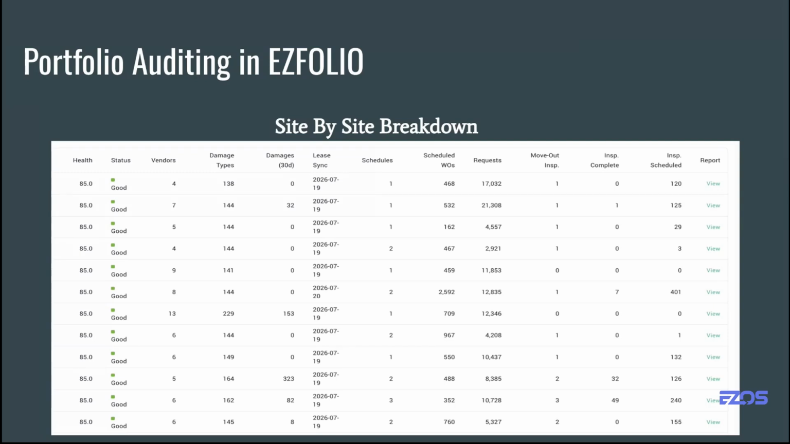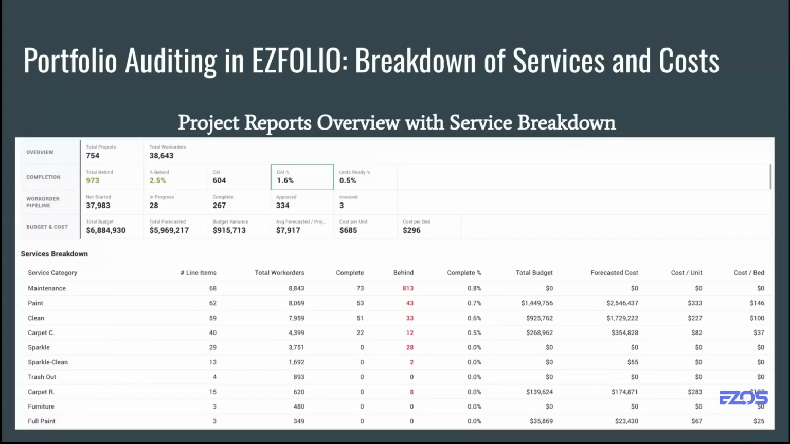So this also shows things like your damages over the last 30 days, making sure your leases and stuff are synced. A lot of those are set to weekly now, so that's not as much to worry about. But yeah, this is a great way to kind of click in and see. And this is, again, a tool that we've used for a long time to go in there and find out which sites to kind of nudge a little bit and find out more information on. So that's the site-by-site breakdown.